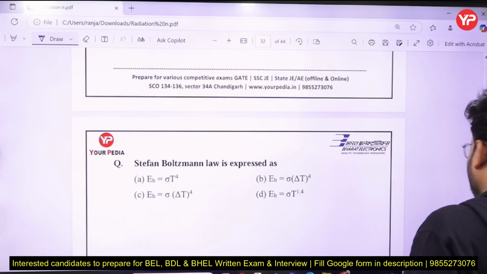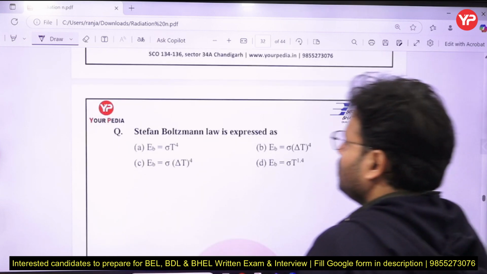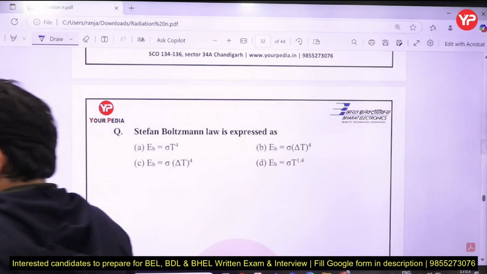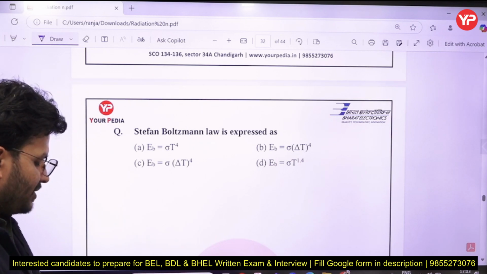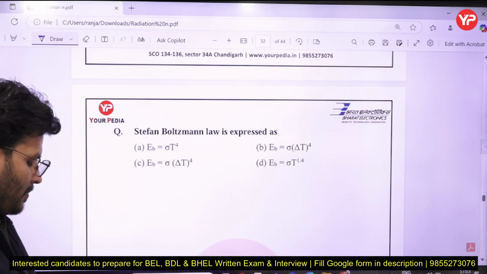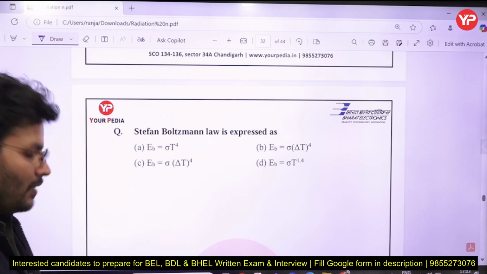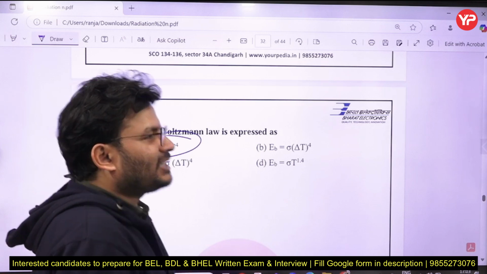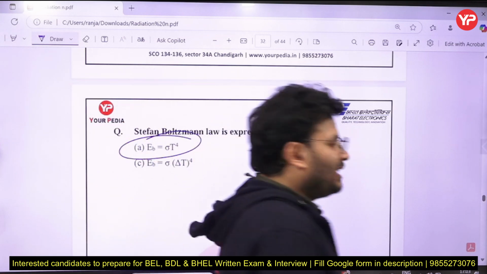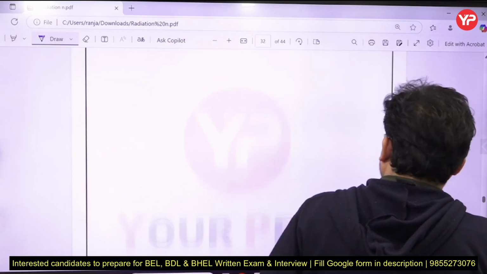What will be the Stefan Boltzmann law? How are you going to define the Stefan Boltzmann law, my dear friends? Anybody? So we can say sigma T to the power 4, that is the Stefan Boltzmann law. Sigma T to the power 4 is the Stefan Boltzmann law.